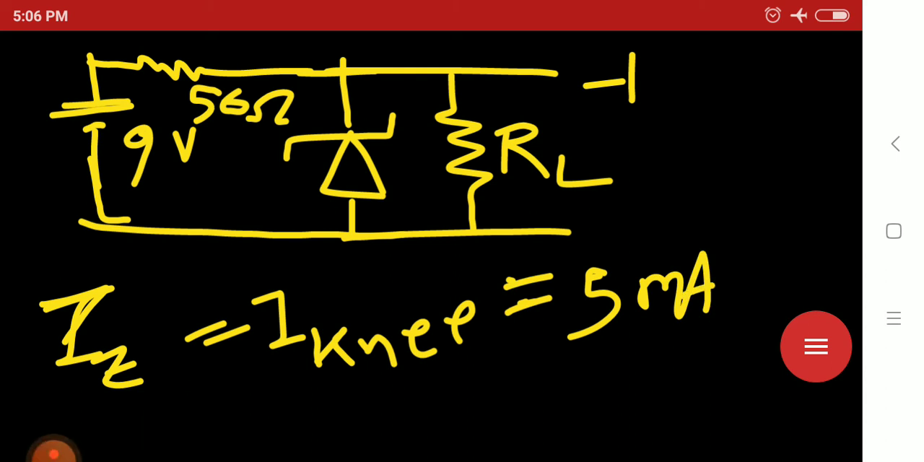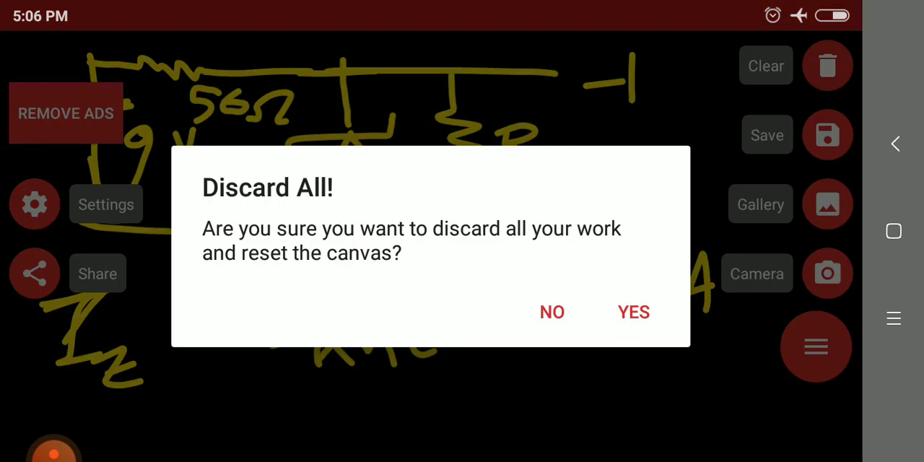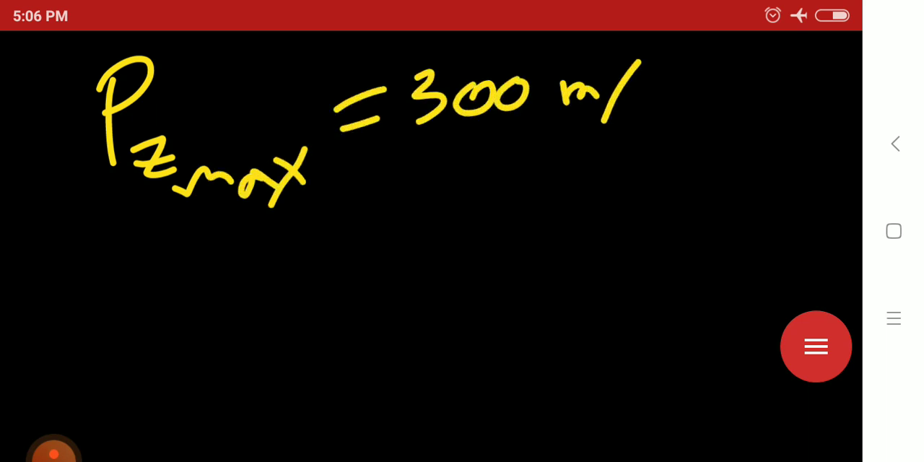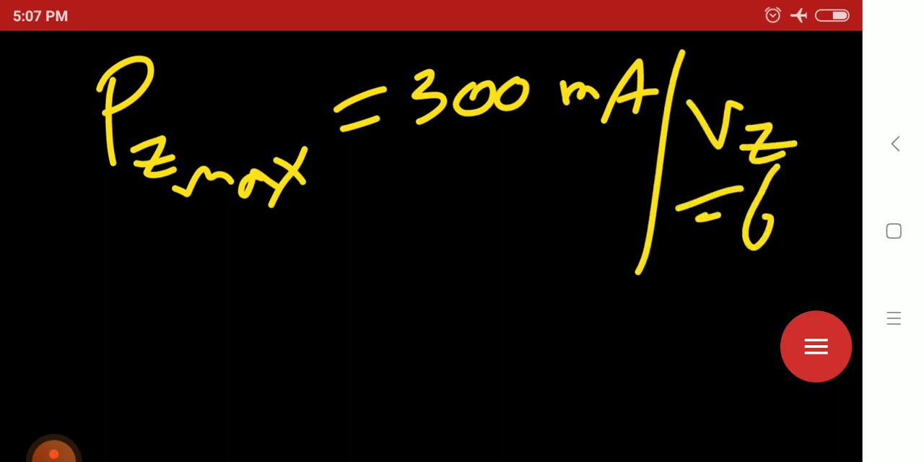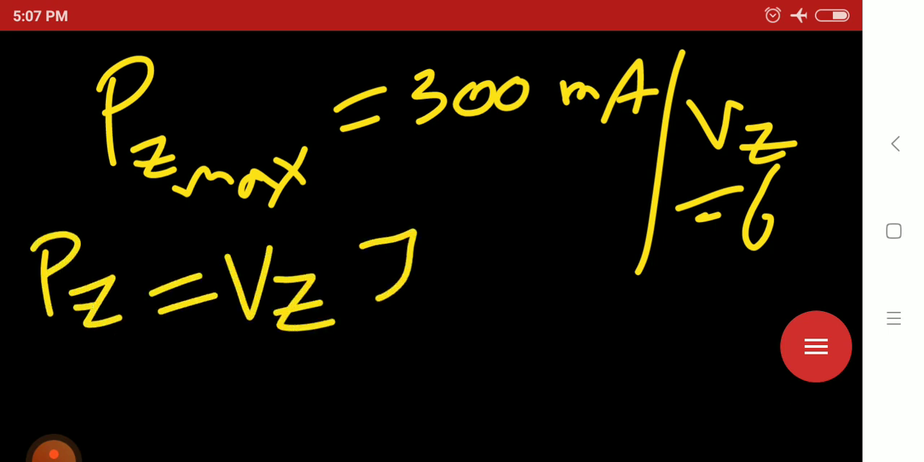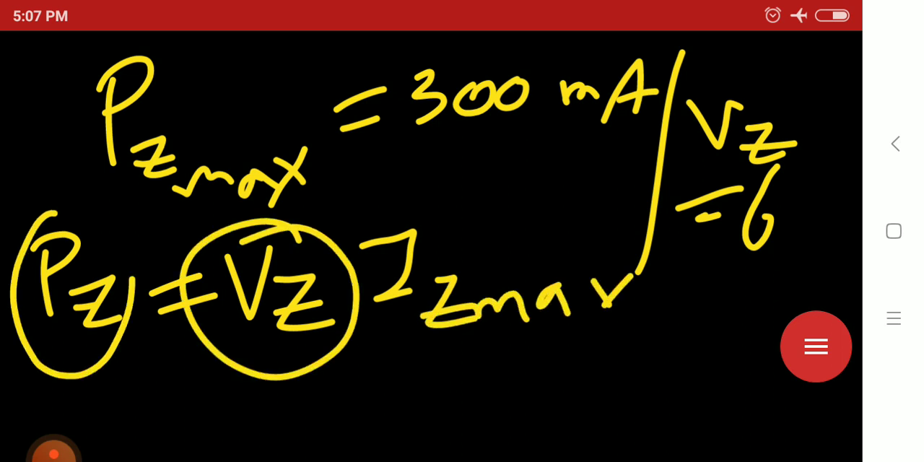And the maximum allowable power is Pz max equals 300 milliwatt, and Vz, that means Zener voltage, is 6 volt. Now Pz equals Vz into Iz max. We have Vz 6 volt and Pz max, so Pz max equals Vz into Iz max.